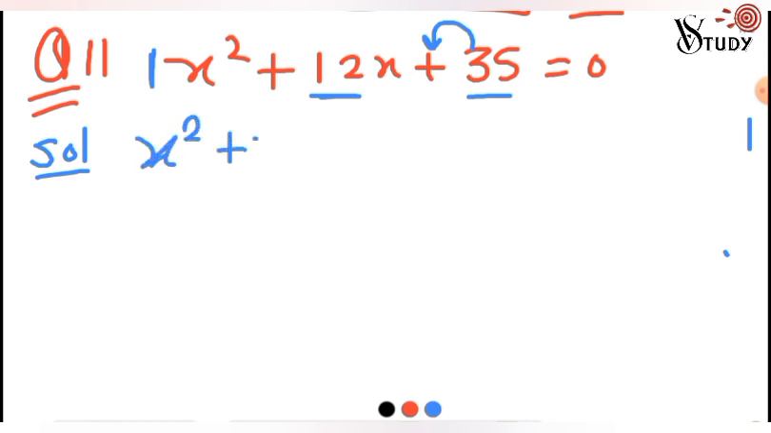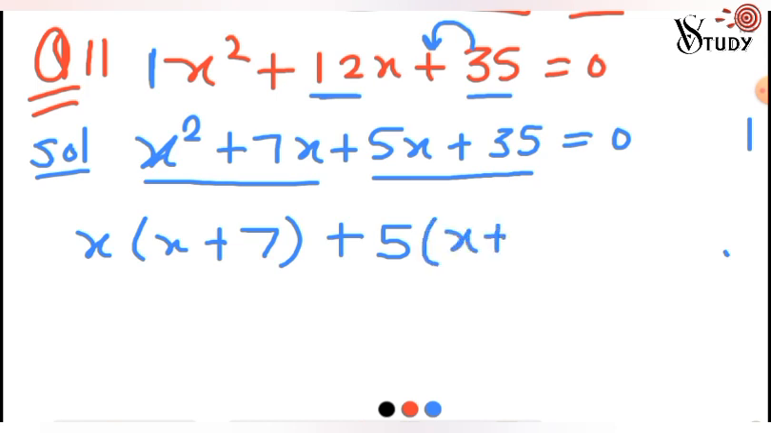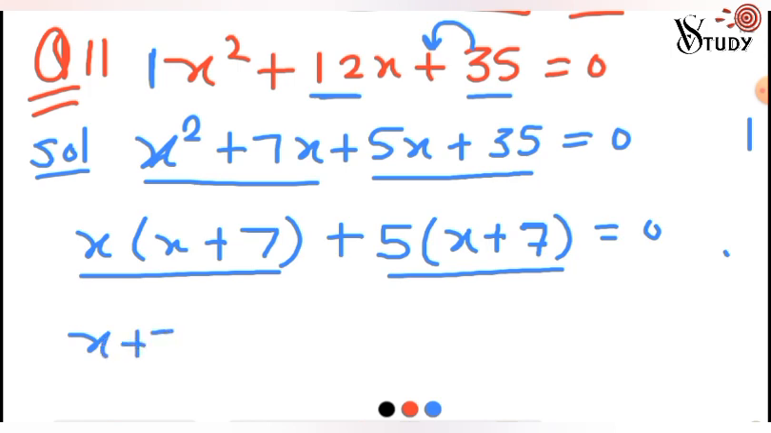x square plus 7x plus 5x plus 35 will be equal to 0. From the first two terms, we can take x as common. After taking x common, we have x plus 7. In the same manner, from the last two terms, we can take 5 as common because 5 is the common multiple in both the terms. So we have x plus 7 is equal to 0. Now from these two terms, we can take x plus 7 as common. After taking x plus 7 common, we have x plus 5 equal to 0.